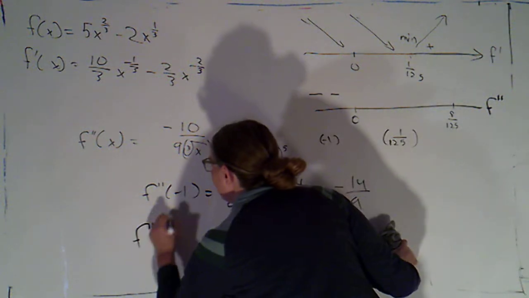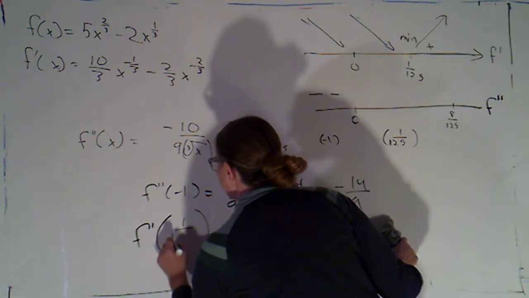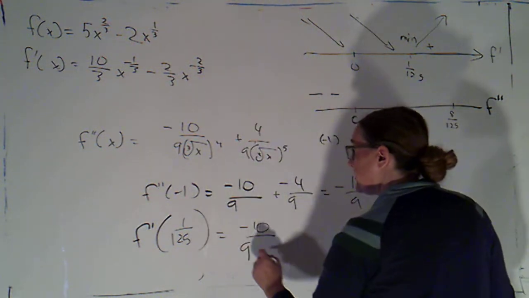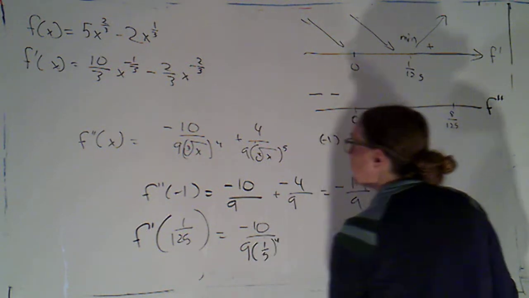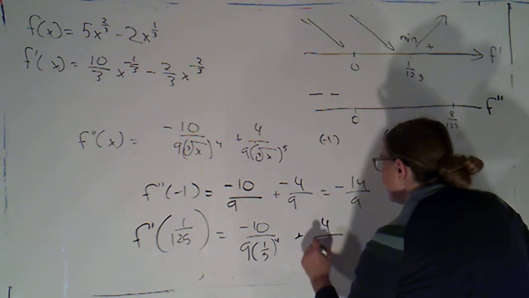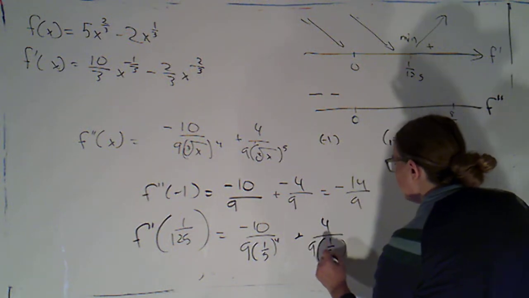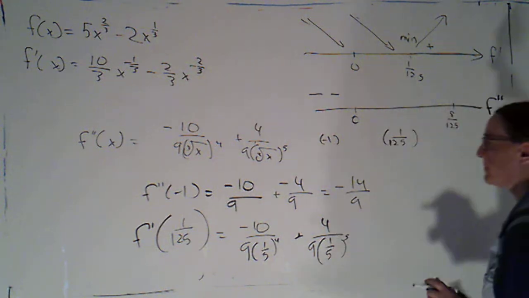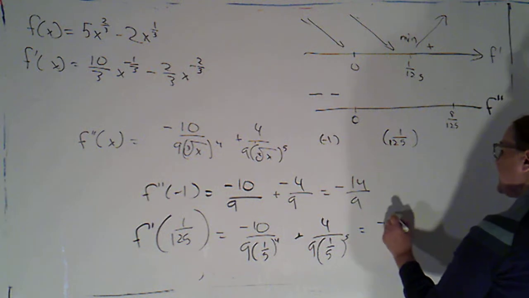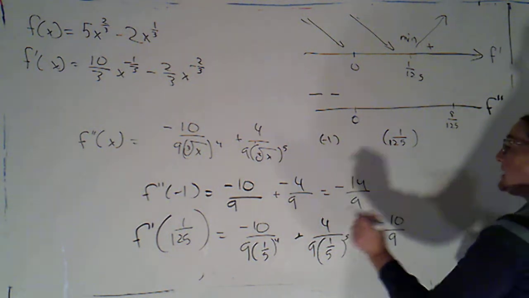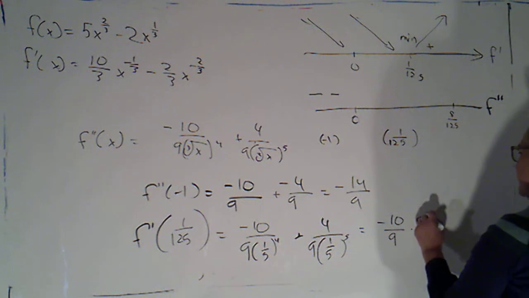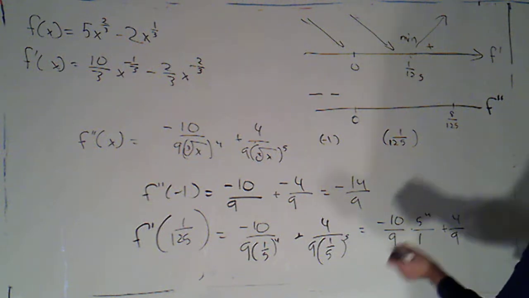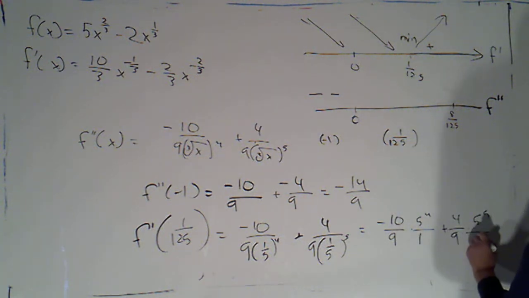So f double prime at 1 over 125 is going to be negative 10 over 9 times the cube root of this, we said was 1/5, and that's to the 4th, plus 4 over 9 times the cube root of that is 1/5, oops, to the 5th. So that's going to be negative 10 over 9 times 5 to the 4th over 1 plus 4 over 9 times 5 to the 5th over 1.